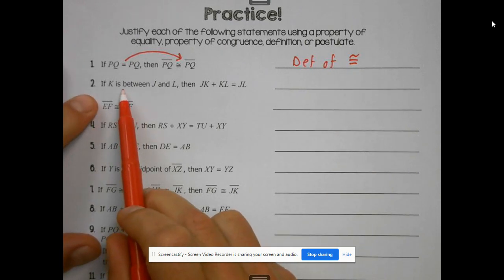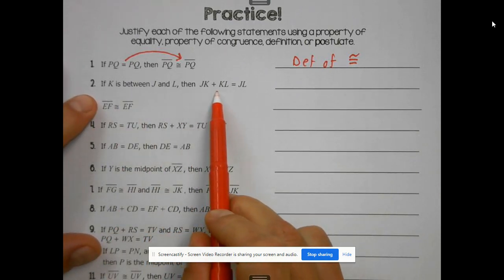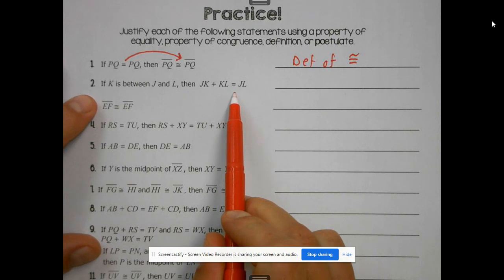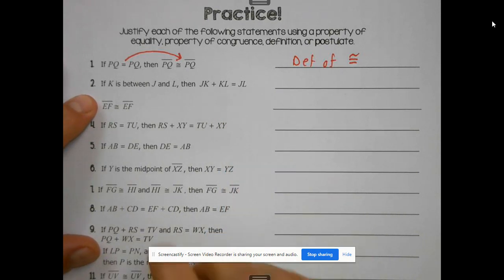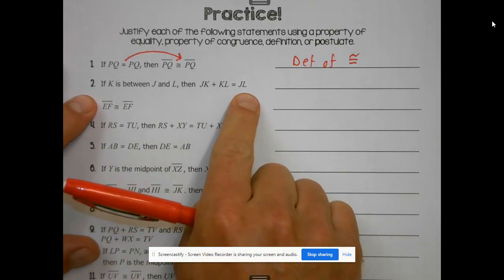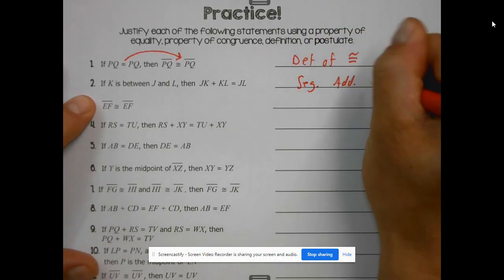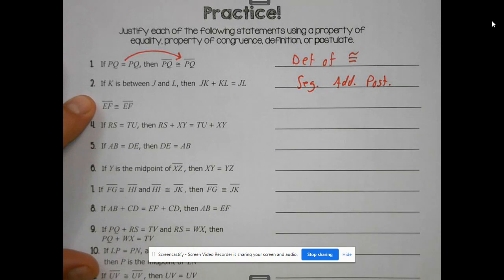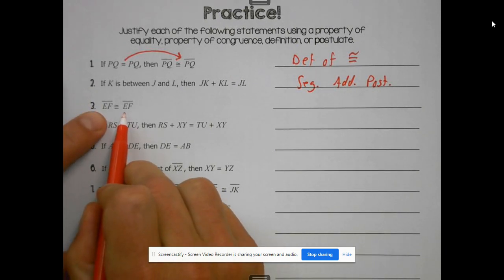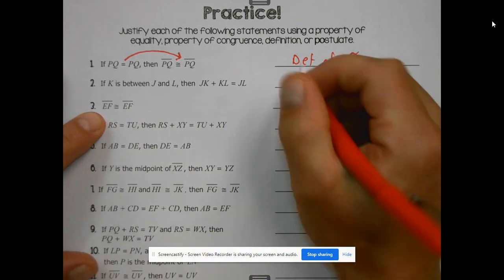Number 2, if K is between J and L, then JK plus KL equals JL. That's the last one we just talked about, guys. Small piece plus small piece equals big piece. Segment addition postulate. I'm just abbreviating. Same on both sides. That's reflexive property.